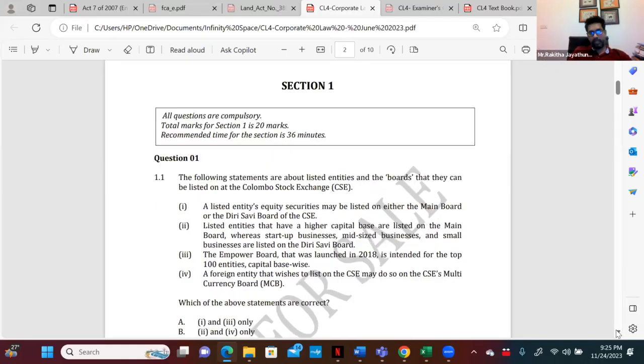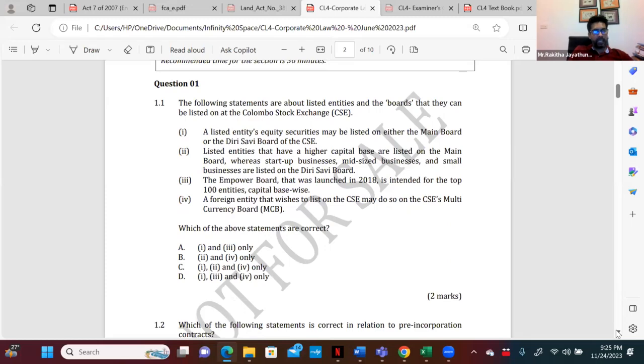The first one, right? The following statements. So sometimes this can be tricky, but you can look at the Companies Act also when you're answering questions like this. Some are not in the Companies Act anyway. Let's see.